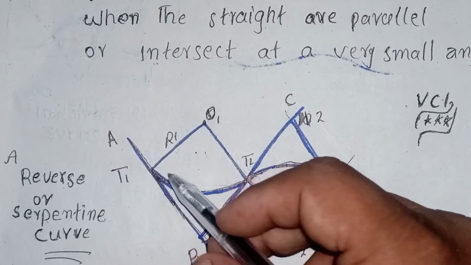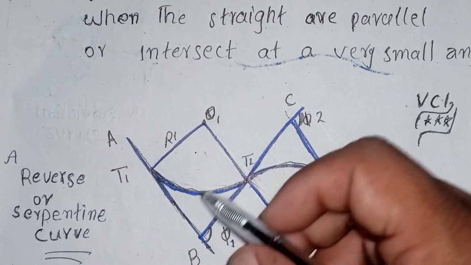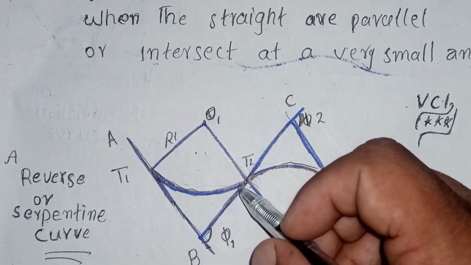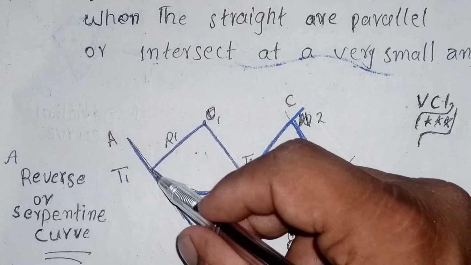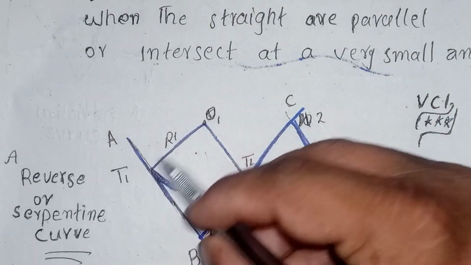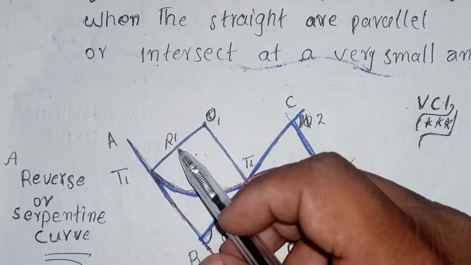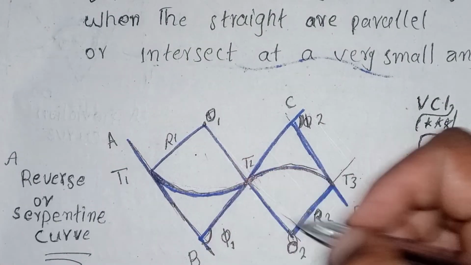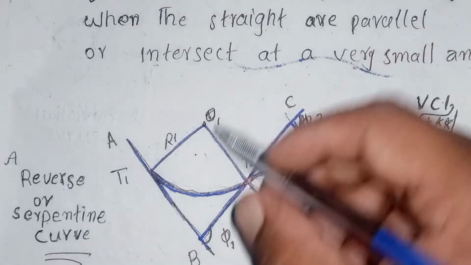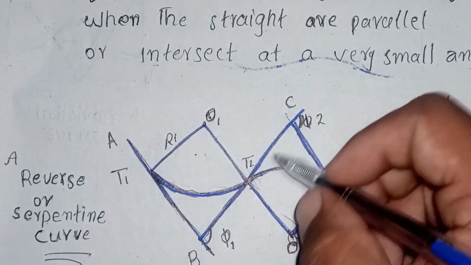You can see that this is one curve and this is the other curve, but the bending direction is different from each other. This is bending in one direction but the other is bending in the other direction. Their radii can be equal or different, which means this radius can be equal to this radius or different, but their centers will lie on different sides with respect to this common tangent line.